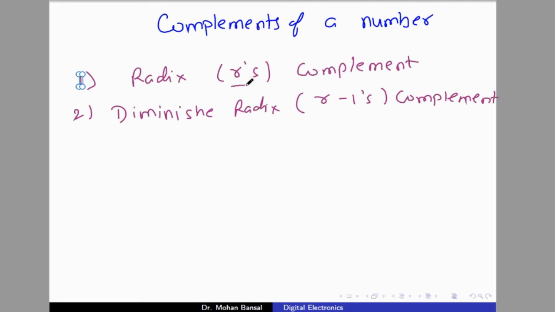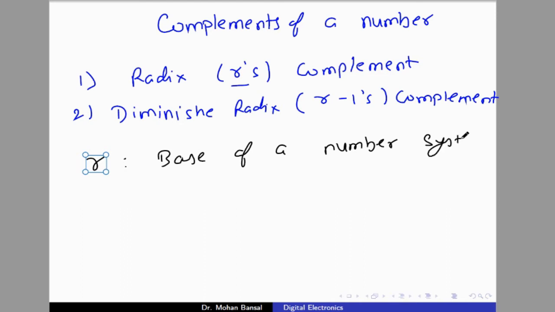So what is the meaning of R here? R is nothing but the base of a number system. In decimal, R is equal to 10, and in binary, R is equal to 2. Similarly, in octal, R is equal to 8, and in hexadecimal, R is equal to 16.